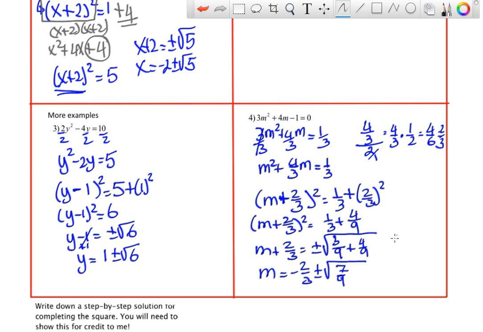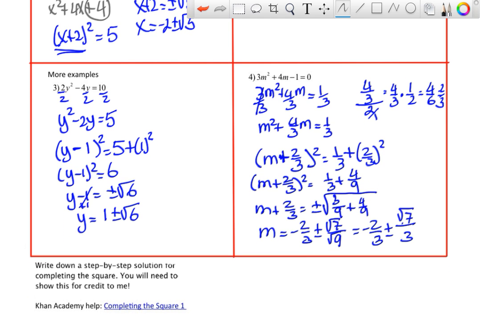But you can't leave that, because that actually could be written this way. So the square root of 7 over 9 could be written this way, and the square root of 9 I do know. So you end up writing this as negative 2/3 plus or minus the square root of 7 over 3, since the square root of 9 is 3. That actually is sort of a self-check, that you probably did it right since you ended up with an over 3 twice. Okay, so this is an example of completing the square that it does work, but the fractions usually scare people off a little bit.